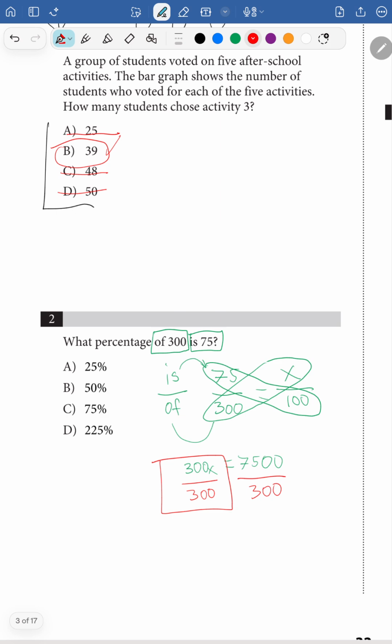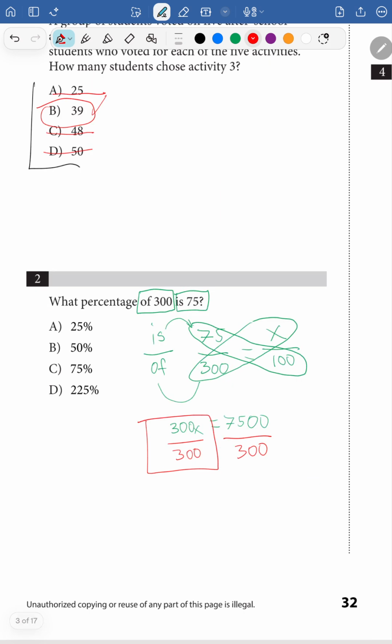So now we have x, 300 cancels out 300. Now what is 7,500 divided by 300? Here we can see that there's zeros at the end of both numbers, 2 zeros to be exact. So you can honestly ignore them. So they kind of cancel each other out. Now you're left with 75 divided by 3. And that should get you 25.